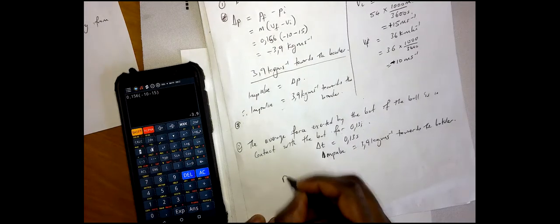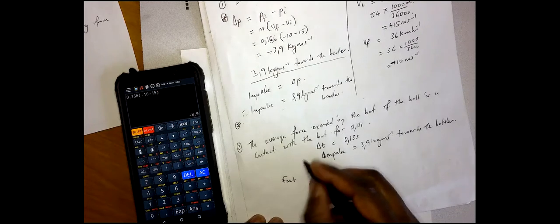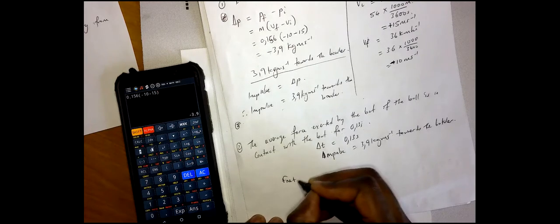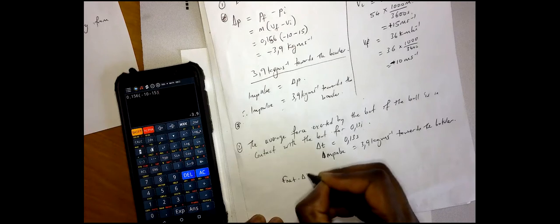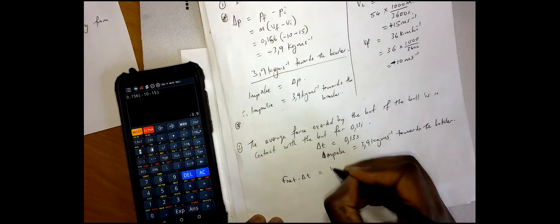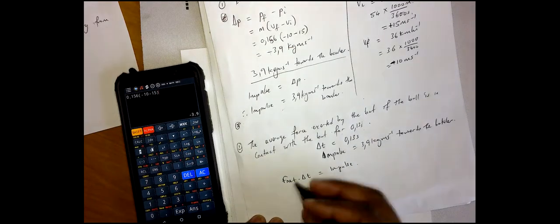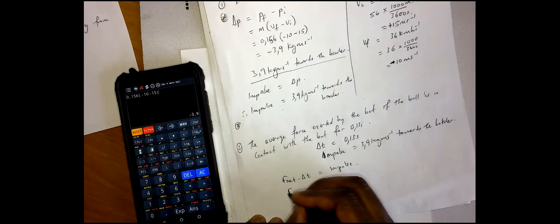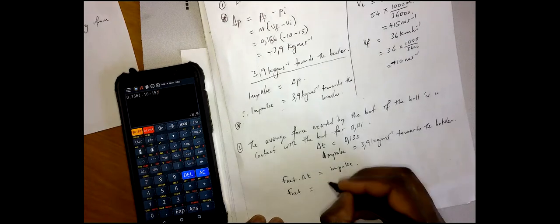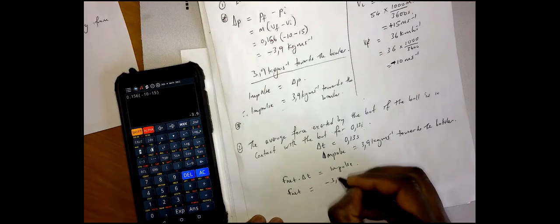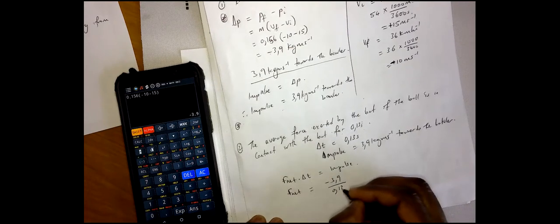Now we're going to say, our F net times change in time is equal to your impulse. That's what we have learned. Now we have impulse there, and we have what we want, F net. F net is equal to negative 3,9 divided by your time, which is 0,13.